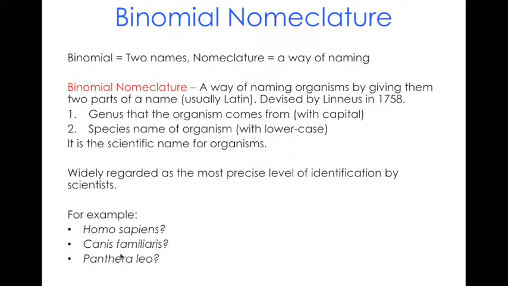Now, another one, Canis familiaris. Canis refers to canines, and familiaris refers to the family dog. So that is the scientific name for the family dog. Panthera leo is the scientific name for lions. Panthera is the genus for big cats, and it encompasses all big cats, including tigers, jaguars, and panthers. And leo refers to the lion, so Panthera leo is the lion.